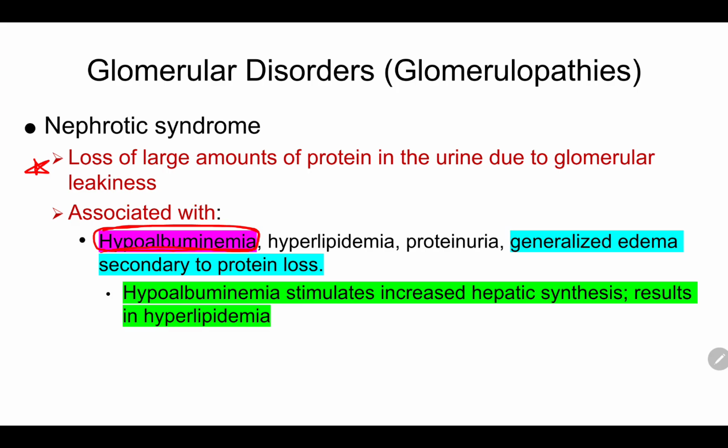The most abundant plasma protein. Yes, it's the smallest in size, but it really is important for that oncotic pressure, or that osmotic pressure. That osmotic pressure is a pulling force, pulling that fluid back into the blood vessel. And if you lose that pulling force, that fluid will leak out of the blood vessel and it will lead to generalized edema, right? So you got to remember that about nephrotic syndrome, okay? Also, when we have hypoalbuminemia, that's going to stimulate hepatic synthesis, and that will also result in hyperlipidemia, okay?